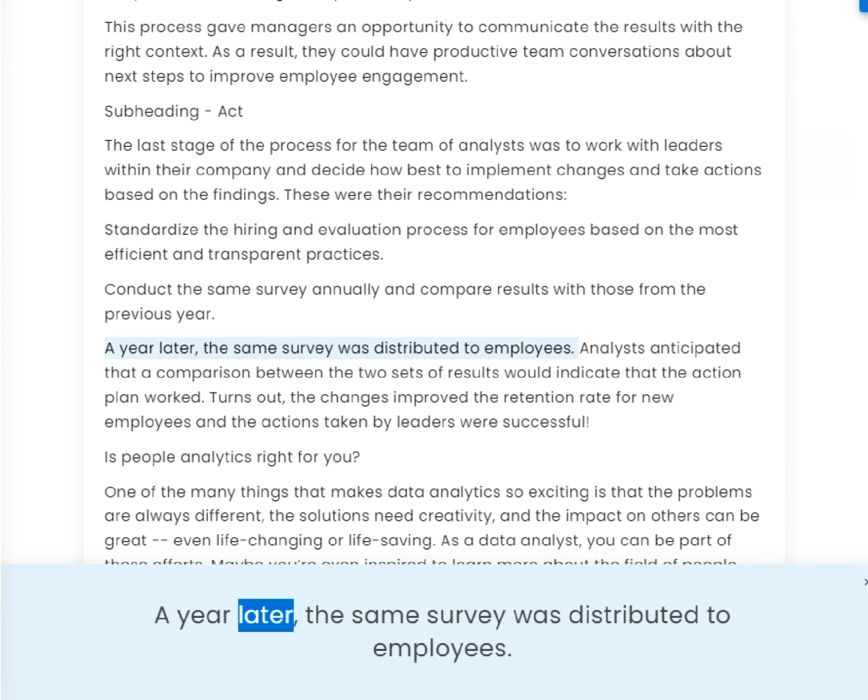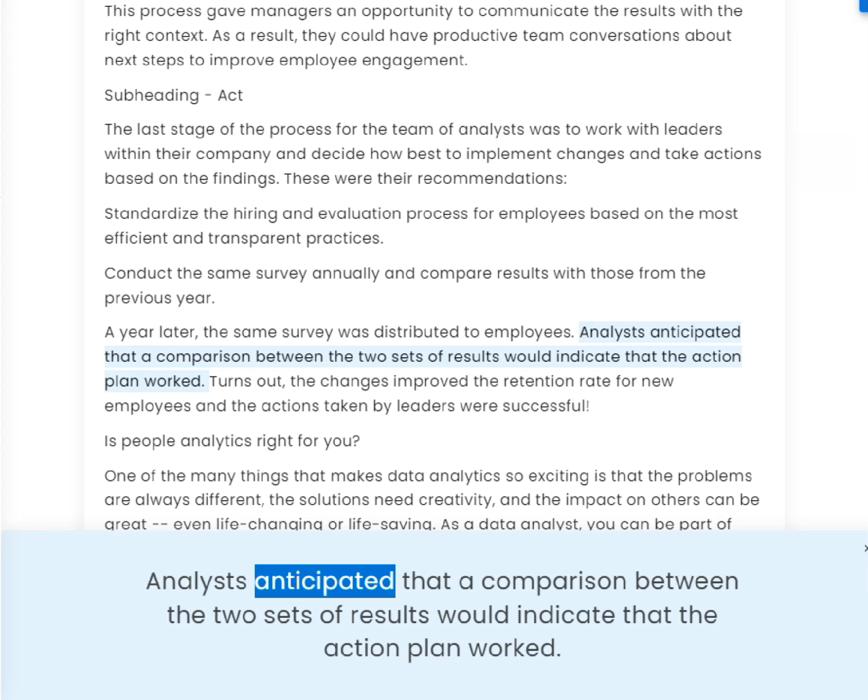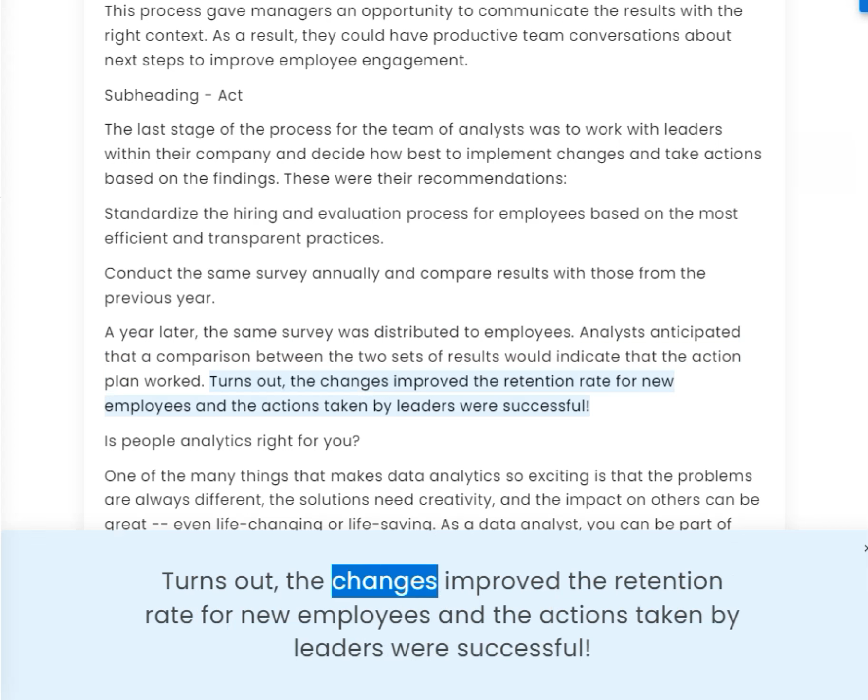A year later, the same survey was distributed to employees. Analysts anticipated that a comparison between the two sets of results would indicate that the action plan worked. Turns out, the changes improved the retention rate for new employees and the actions taken by leaders were successful.